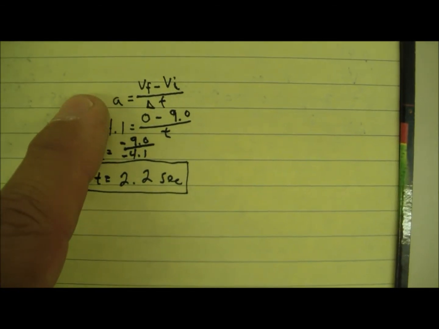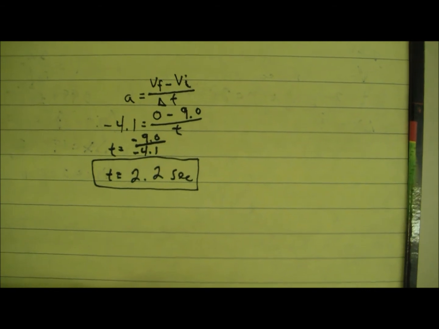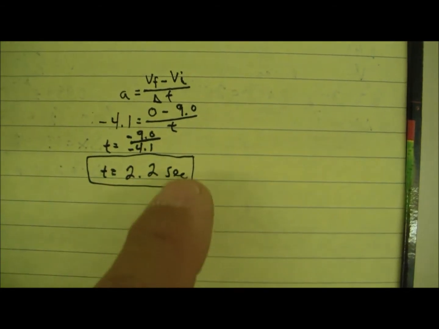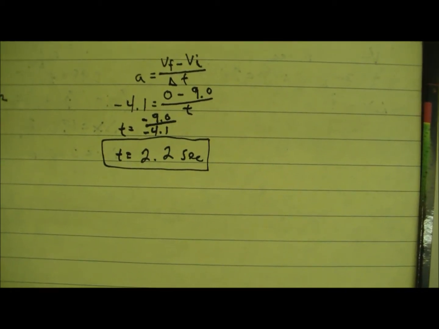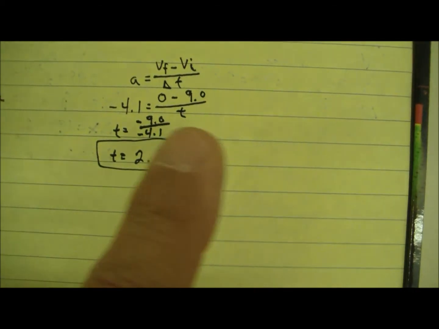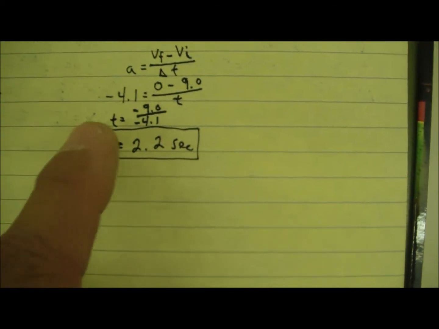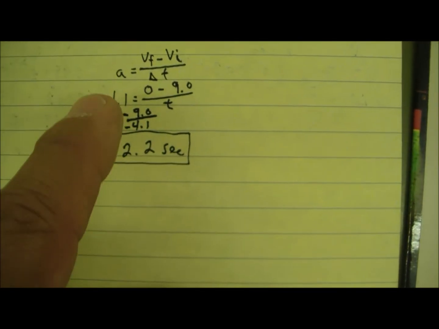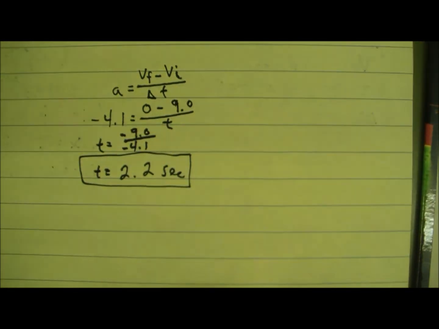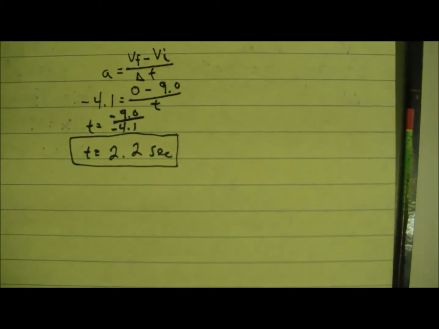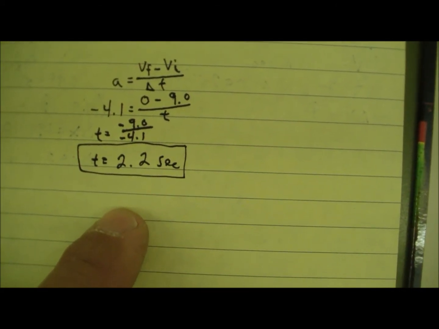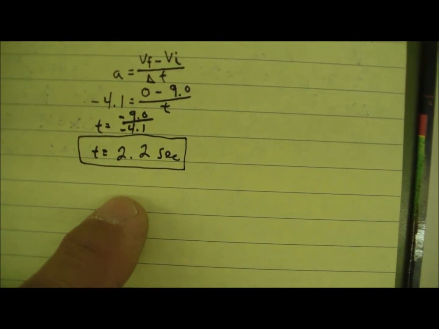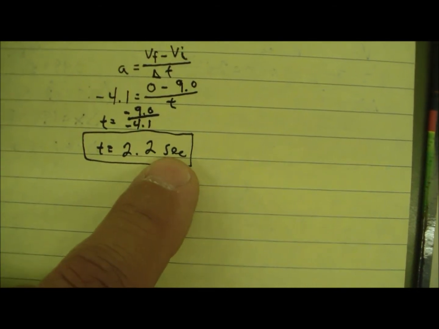Okay, if we come over here, there's the formula that I'm going to use. I put my acceleration in, my final, my initial, my time. Okay, the time gets multiplied here and here. I divide negative 4.1 here and here. So these guys really just exchange places. I divide this into here using significant figures. I round this to 2.2 seconds.